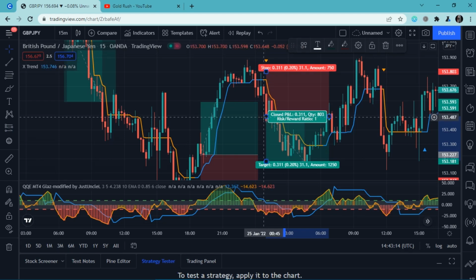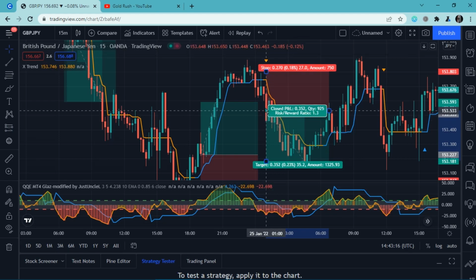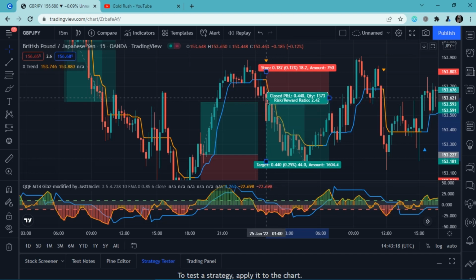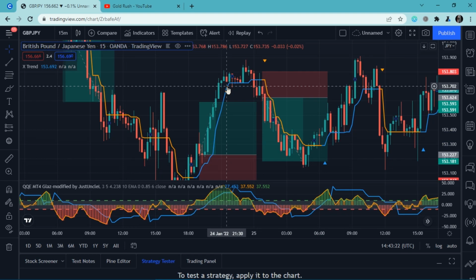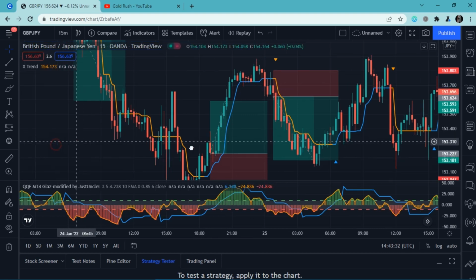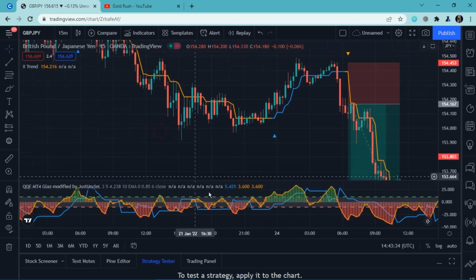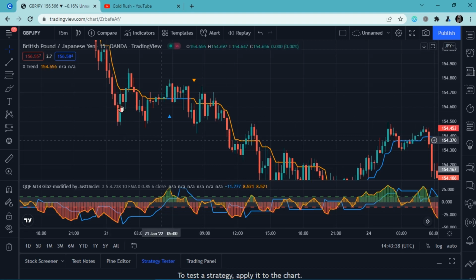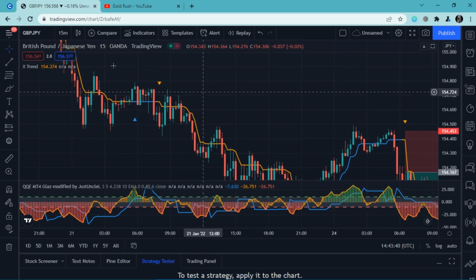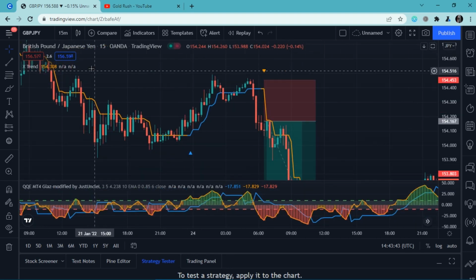They make consistent profits, and you know there is no holy grail strategy. There are times, most times in a consolidation market, it gives false signals. So once you see consolidation, once you don't see a clear trend, I wish I could get an example somewhere around here. Yep, this is a consolidation.